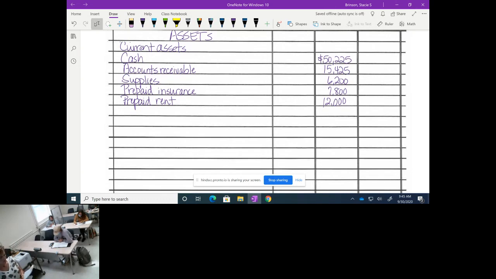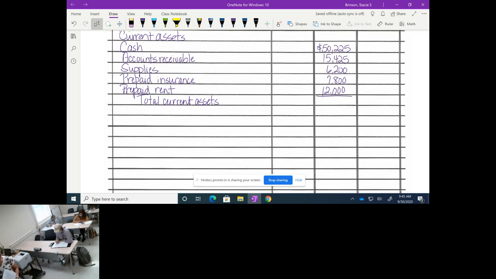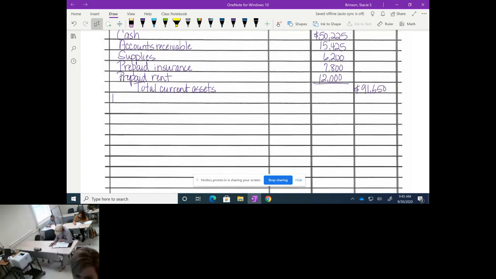Okay, so is there anything else? Are we done with current assets? Okay, so let's total those up and we'll say total current assets. $91,650. Everybody agree? 91,650. All right, so the next subcategory is going to be property, plant, and equipment. So you have to write that out. Not like fixed assets. No, you have to write property, plant, and equipment.